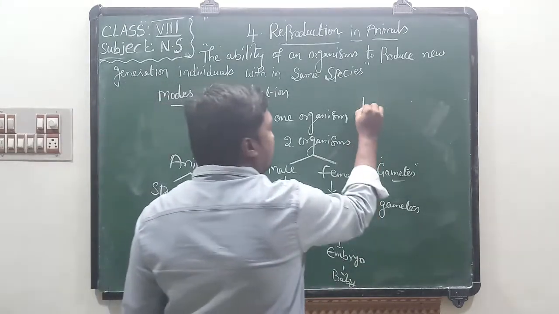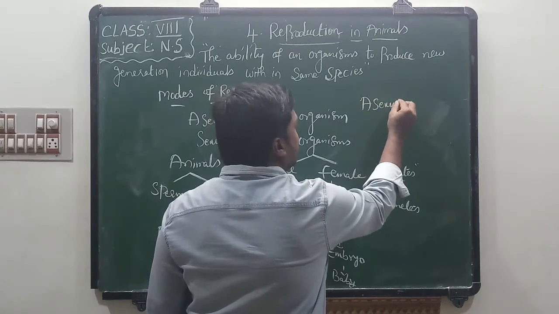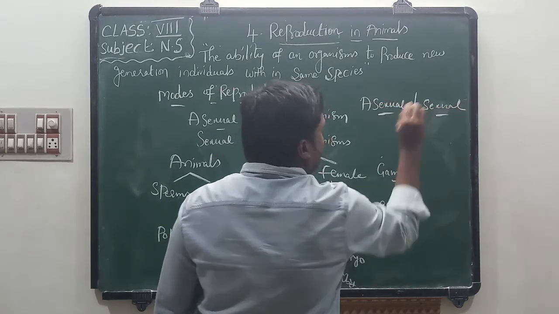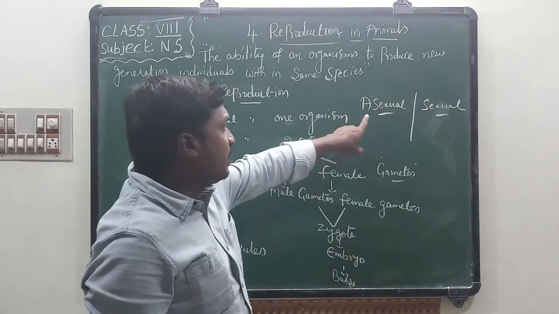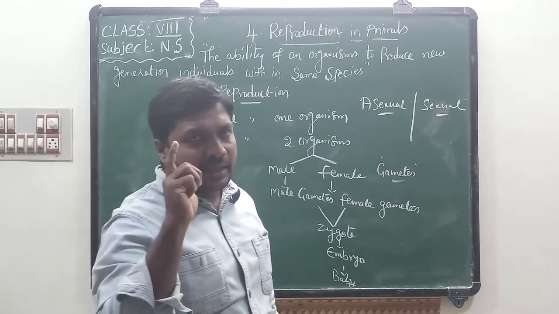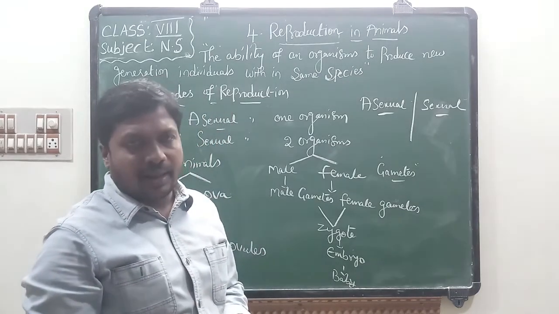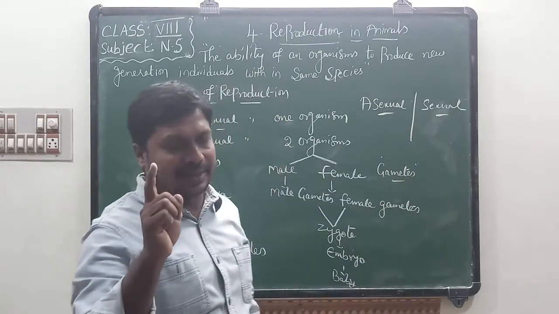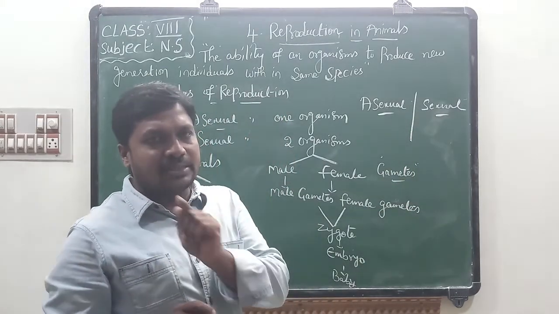Once again, I repeat the major difference between asexual reproduction and sexual reproduction. Very important from the exam point of view. What is the fundamental character? In asexual reproduction only one organism is involved, that acts as male and female. In sexual reproduction, we can find two organisms, one male and one female.